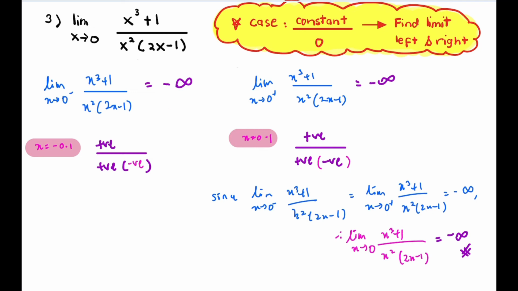Now let's check 0 from the right. Let's take one value, for example 0.1. Let's check your numerator. If x is 0.1, this will give you a positive. If this is 0.1, 0.1 squared is a positive. And if this is 0.1, it will give you a negative. So the resulting sign will be negative. So your answer is negative infinity. Therefore, let's conclude our answer. Since the limit as x approaches 0 from the left is equal to the limit as x approaches 0 from the right, which is negative infinity, we can conclude that the limit of this function as x approaches 0 is negative infinity.